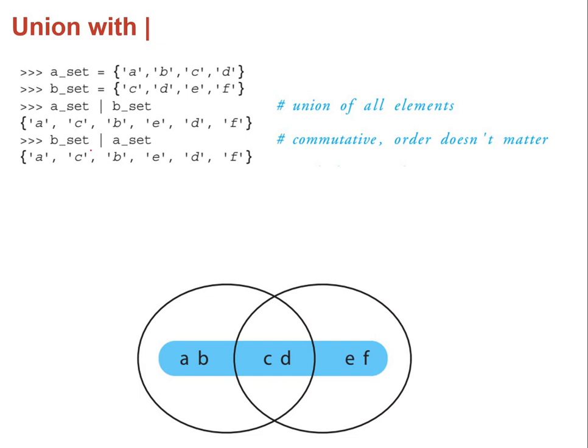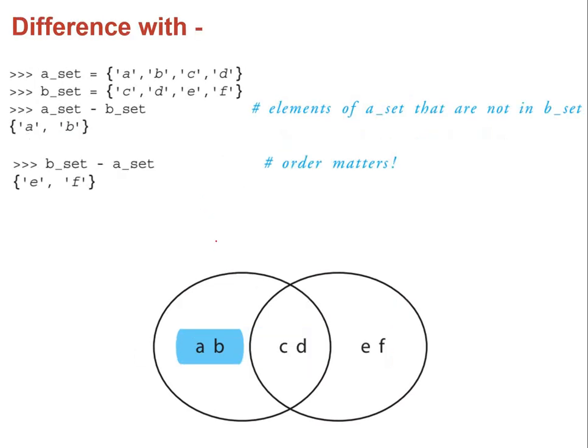You can also do the union of a set. You can use the pipe symbol to do the union of a set. The union is going to combine everything again without repetition. So all of the elements are combined, as you can see from the diagram. You get the combination of the elements of the two sets, and again it's commutative. The order doesn't matter in this case also.